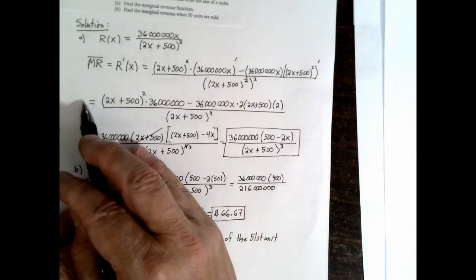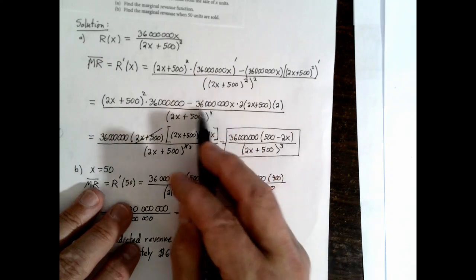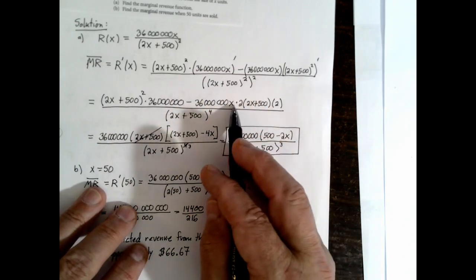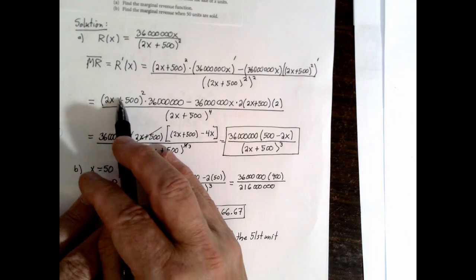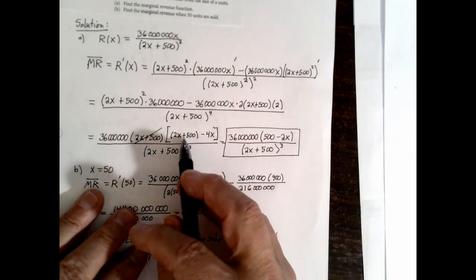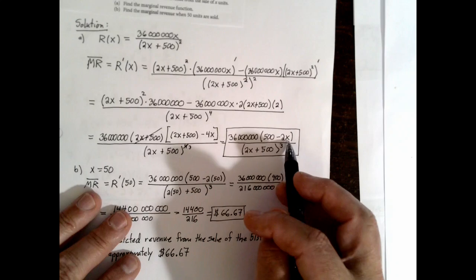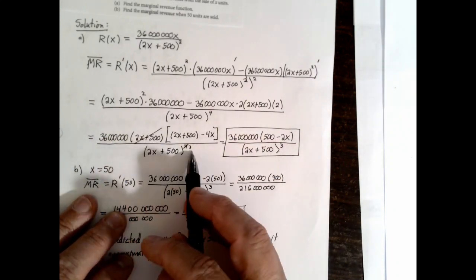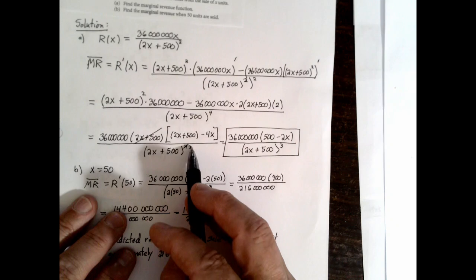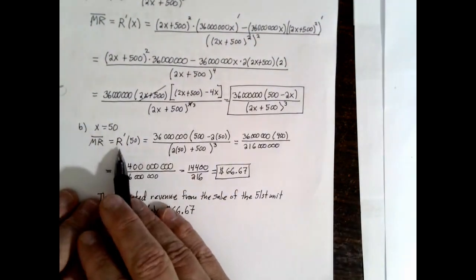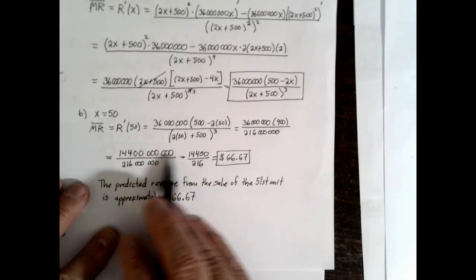So you pull out a 36 million from one of these, pull out a 36 million from this, and you're left with just 4x for that term, and you're left with this guy just by itself. So now when you combine these two, you get 500 minus 2x, and you can cancel one of these with the denominator, making that 4 in the denominator a 3, and that's about as far as you can go with that.